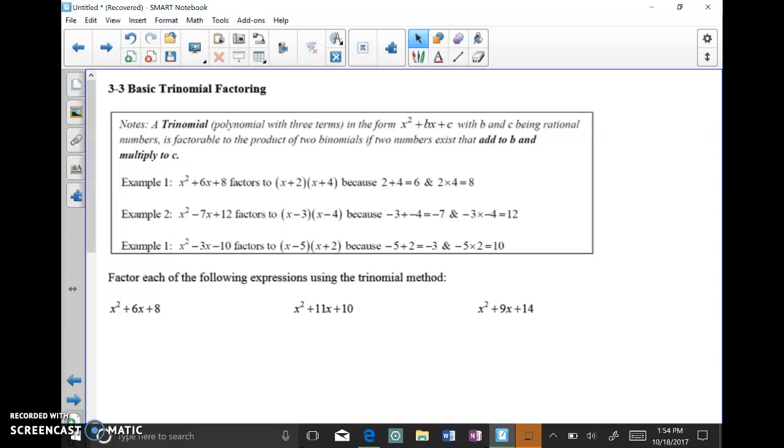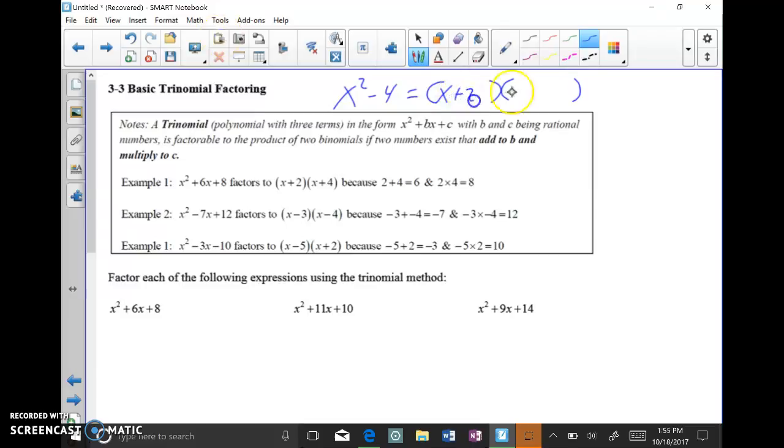So in the previous video, 3.2, we learned about factoring a difference of two squares. Difference of two squares factoring was something like when we saw x squared minus 4. And that factored to a product of two binomials. One was x plus 2 and one was x minus 2. Well, what we're talking about in this video is kind of related to that. So I'll refer back to this later.